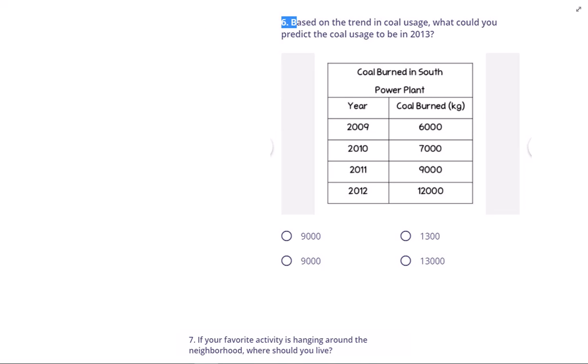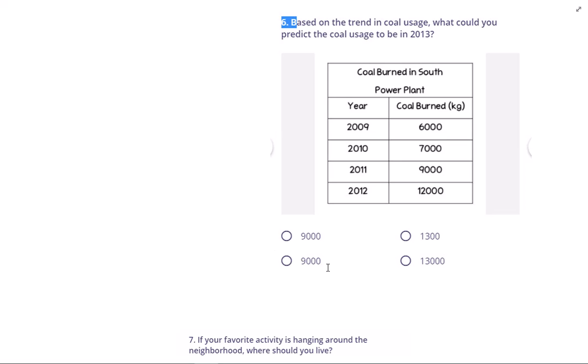Okay, this is another question about making a prediction. Based on the trend in coal usage, what could you predict the coal usage to be in 2013? Well, we're looking for patterns, we're looking for trends. So as time goes on, 2009, 2010, 2011, 2012, what's happening to the number of kilograms of coal that get burnt? Well, it's going up: 6, 7, 9, 12. So in 2013 you'd expect a higher number than 12,000.